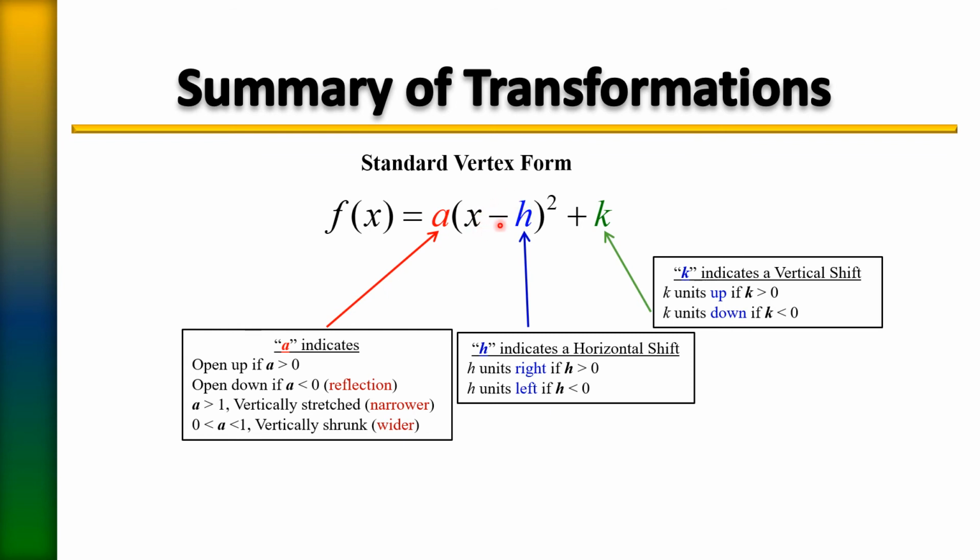Next, we have the horizontal shift. If this number is positive, then you're going to move to the right. If this number is negative, you're going to move to the left. In the back, we have the vertical shift. If this number is plus some number, you're going to shift it up that amount of units. And if it is minus some number, you're going to shift it down that number of units.